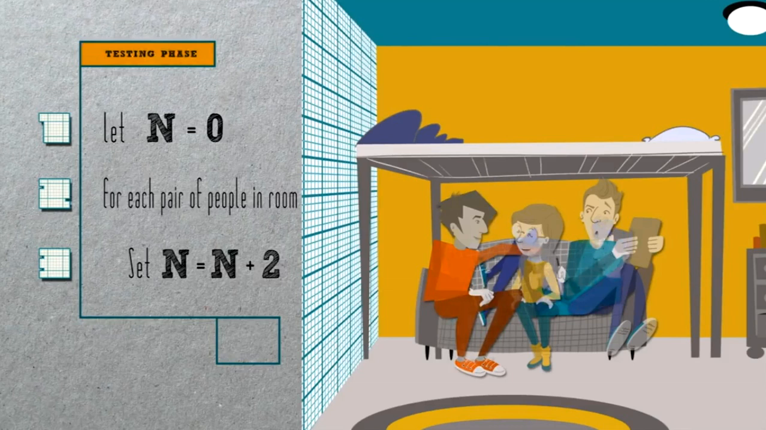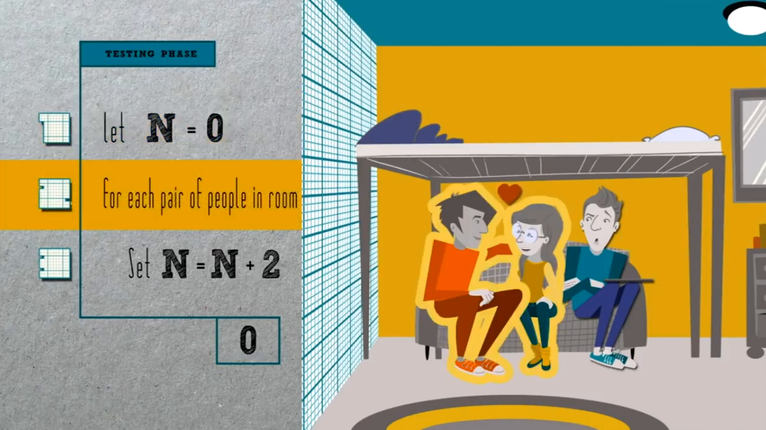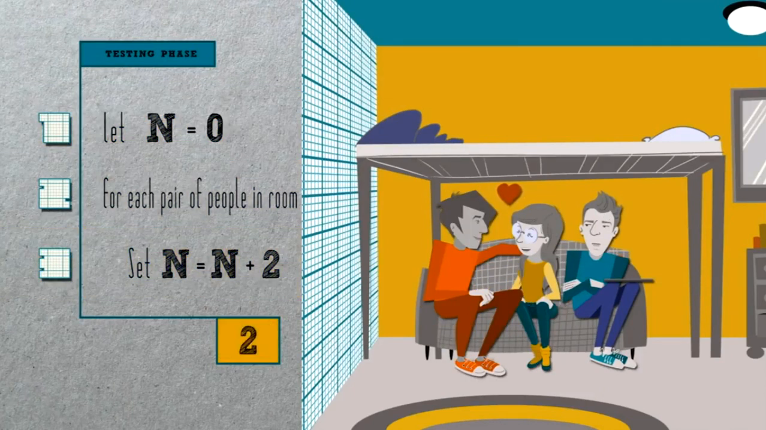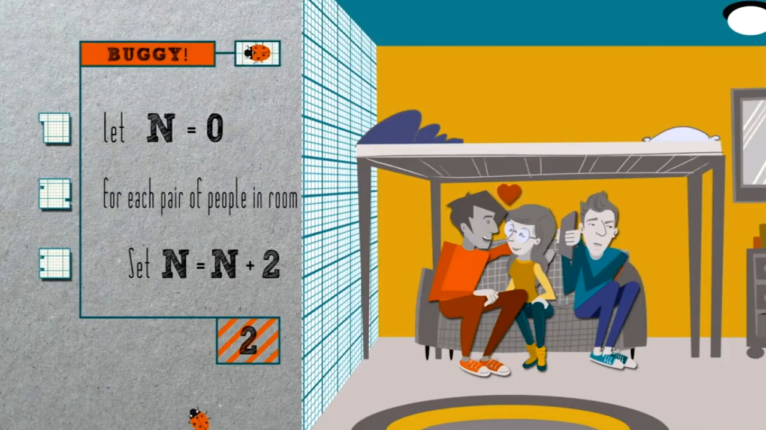But what if there are 3 people in the room? How does this algorithm fare? Let's see. In line 1, we initialize n to 0. For a pair of those people, we then increment n by 2. But then what? There isn't another full pair of people in the room, so line 2 no longer applies. And so by this algorithm's end, n is still 2, which isn't correct. Indeed, this algorithm is said to be buggy because it has a mistake.